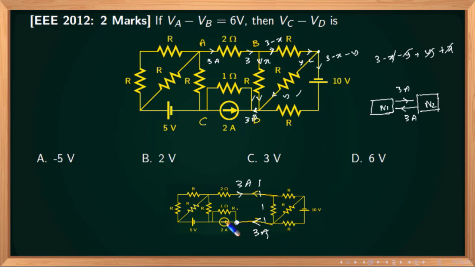Now at this particular node, this is 2 and this is 3, which means that together they will be adding up to make 5 amperes. So 5 amperes flows in this direction from D to C, which means that VD minus VC, this is higher potential, because from higher potential to lower potential 5 ampere flows, which means that VD minus VC, the potential drop will be 5 into 1. This is 5 volts. Right, VD minus VC is 5 volts, so VC minus VD must be minus 5 volts.